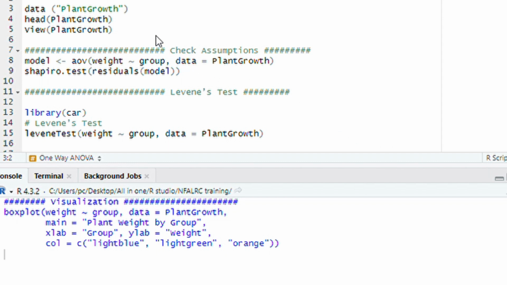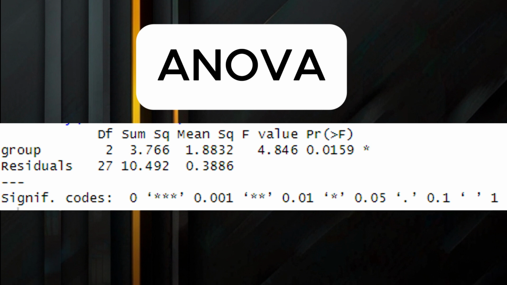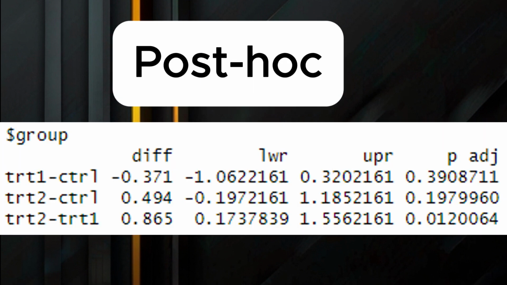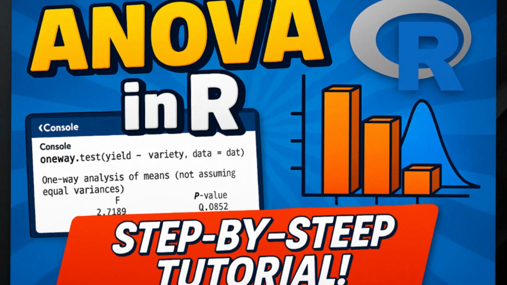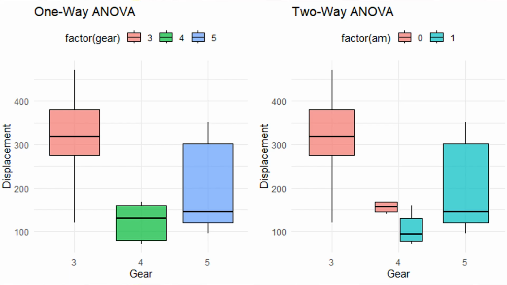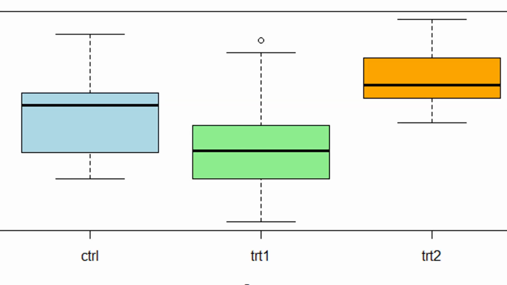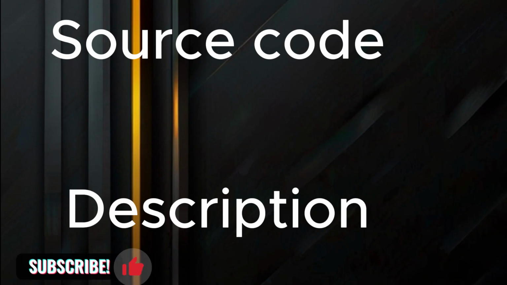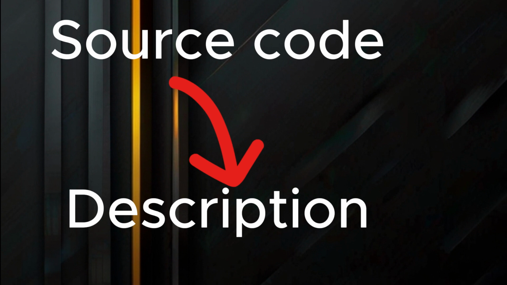Final step, interpretation. Here's what we've learned. The ANOVA test showed that there is a significant difference in plant weight among the three groups. The Tukey test revealed that treatment 1 significantly reduced plant weight compared to the control, and that's how you perform a one-way ANOVA in RStudio. We checked assumptions, ran the analysis, interpreted the output, and visualized the results. You can find all the R code used in this video in the description below. Just scroll down, copy it, and try it out with your own data.